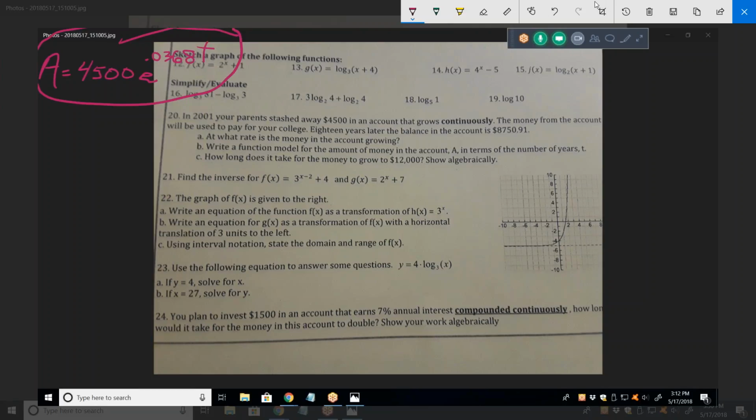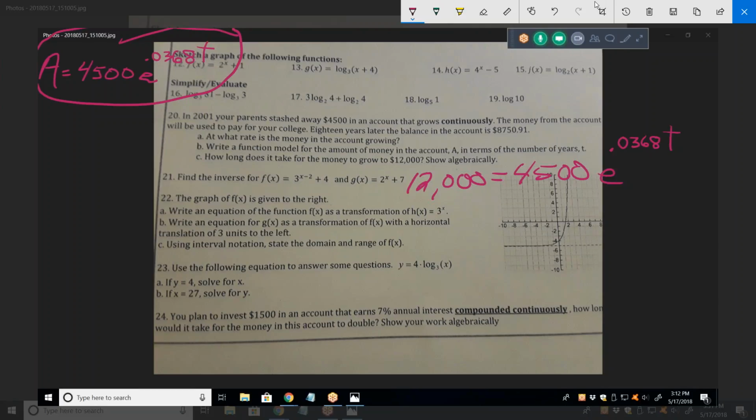What's A? 12,000. We know what P is still, 4,500. E, we know what R is, 0.0368 times T. T is the unknown. They want to know how long it would take to grow to 12,000. We can see that it took 18 years for it to grow to 8,700.